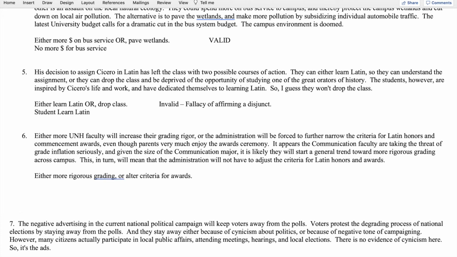Then the second premise tells us we're going to get more rigor in grading, right? And so can we conclude then that the administration will not have to adjust the criteria for Latin honors? And the answer to that question is no, we cannot conclude this because it's an invalid argument. And it's invalid because, once more, it commits the fallacy of affirming a disjunct. In this case, the first disjunct is affirmed, so we cannot conclude that the other disjunct is either true or false.